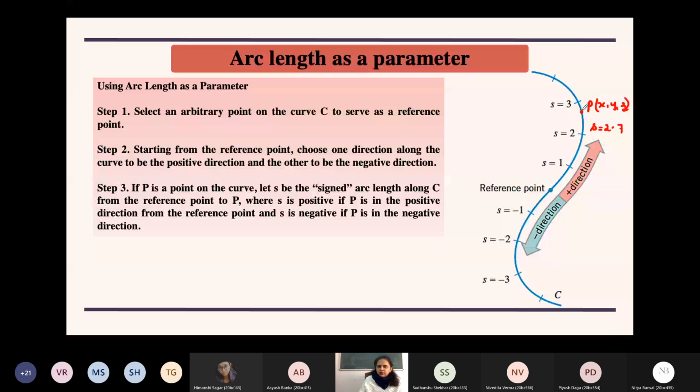Is there any doubt anyone has in this particular topic till here? Just have a look at this, read through this once, and let me know if you are not able to understand anything.